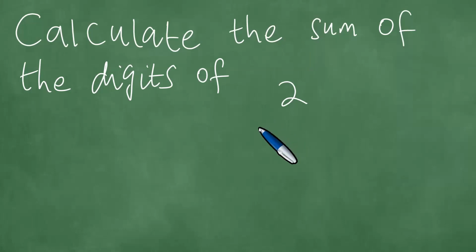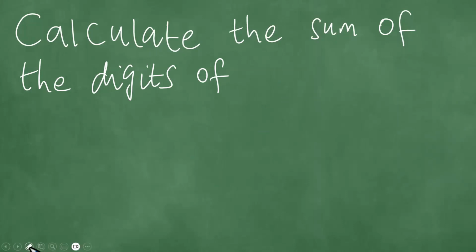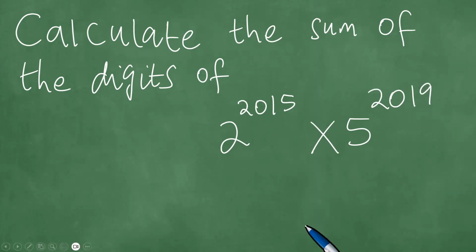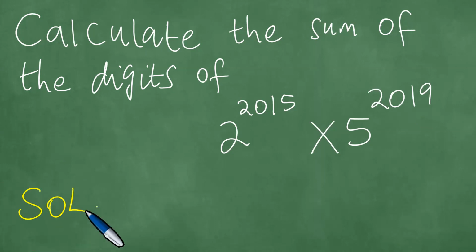We're solving mathematics questions now, focusing on some equations. So you have 2 to the power 2015 times 5 to the power 2019. The question is to calculate the sum of the digits of that. Anyone, please try this question, all of you. When you're done, let me know.